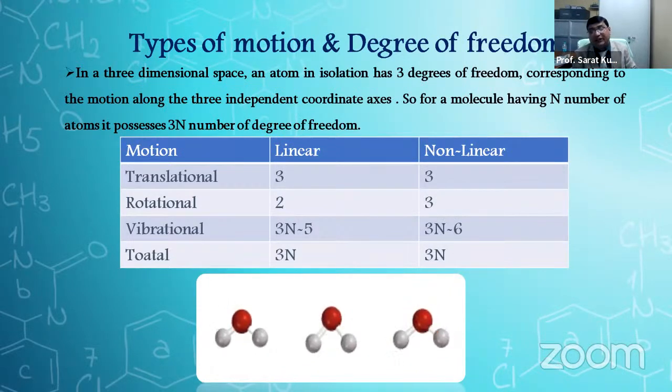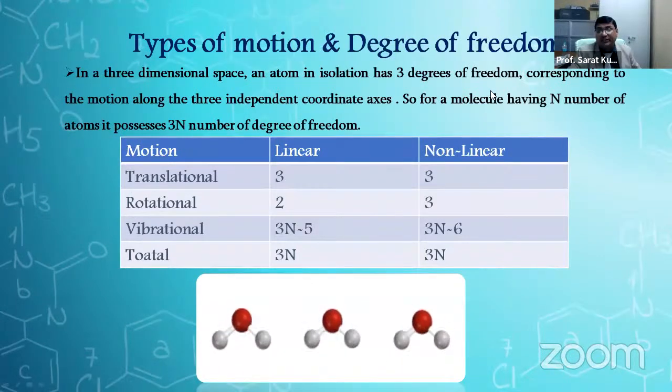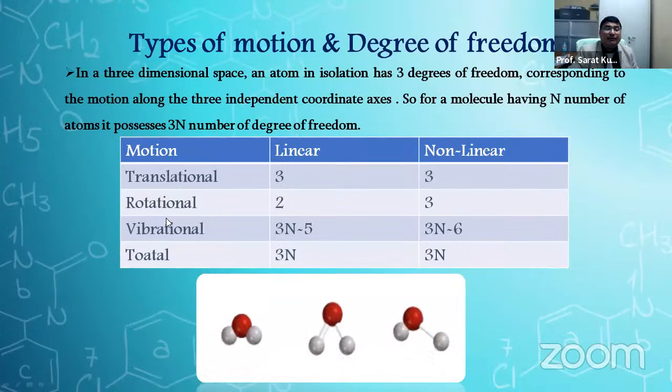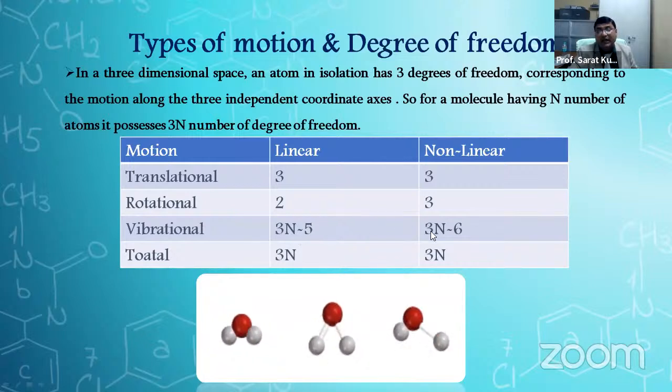Then you see the different motions and degrees of freedom. Degree of freedom is a different term. These are terminologies of infrared spectroscopy. In three-dimensional space, an isolated atom has 3 degrees of freedom. For translational motion, it is 3 for linear and also 3 for non-linear. For rotational motion, it is as in the book equation. For vibrational motion, the degrees of freedom are 3n minus 5 for linear and 3n minus 6 for non-linear. What is n? n is the number of atoms.